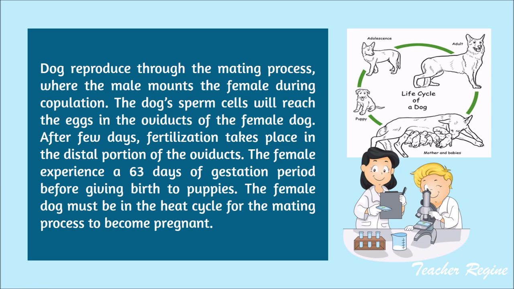The female experiences a 63 days of gestation period before giving birth to puppies. The female dog must be in the heat cycle for the mating process to become pregnant.